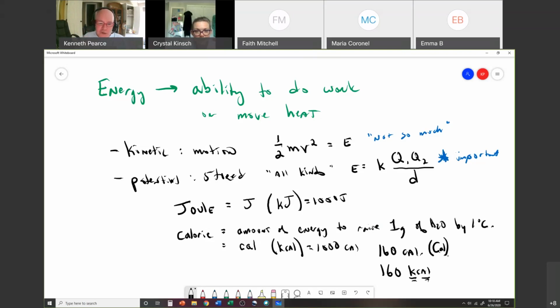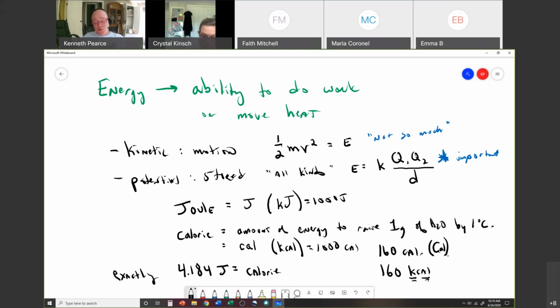And so the relationship between a joule and a calorie is you have exactly 4.184 joules equals a calorie. So while a calorie is the amount of energy to raise 1 gram of water by 1 degree Celsius, it's actually been finessed a little bit to where we say it is exactly 4.184 joules equals a calorie. Now, why is that important?